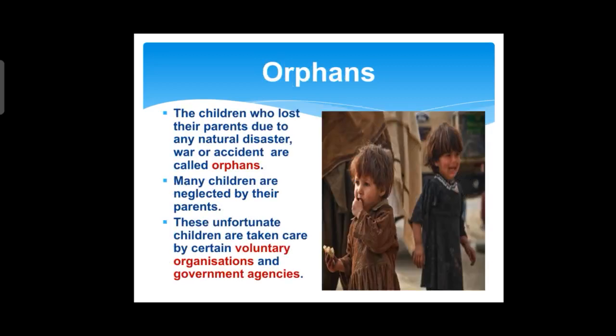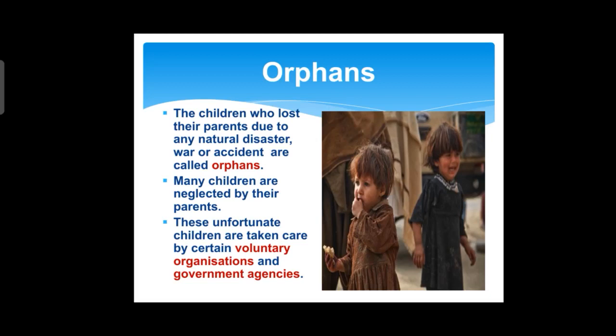The children who lost their parents due to any natural disaster, war, or accident are called orphans. Many children are neglected by their parents because of poverty or for any other reason. So you can call orphan as a child whose parents have died or have permanently abandoned them. These unfortunate children are taken care of by voluntary organizations and government agencies.